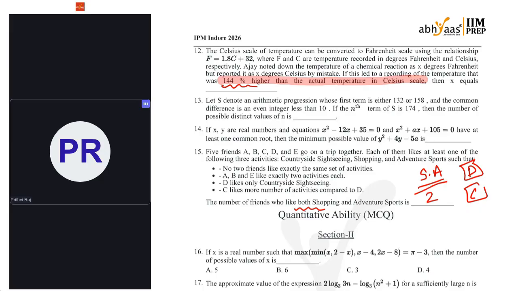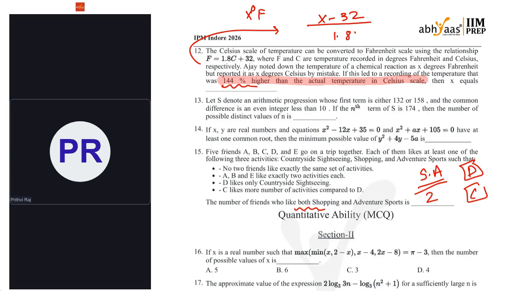That means if the actual reading is X degrees Fahrenheit, converting the actual temperature to Celsius, how can we do that? From the given formula only. No need to remember the formula also, they have given that. So X minus 32, divided by 1.8, gives me my temperature in Celsius. Now it was mistakenly recorded in Celsius as X. Now this gives us 144% higher than the actual.